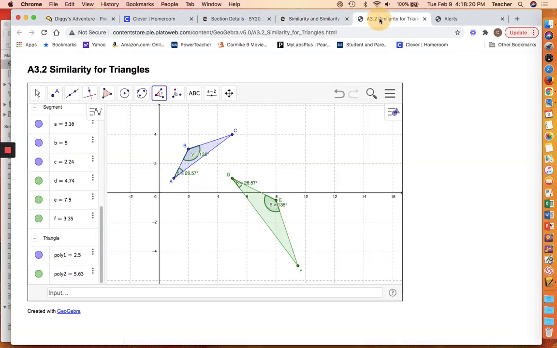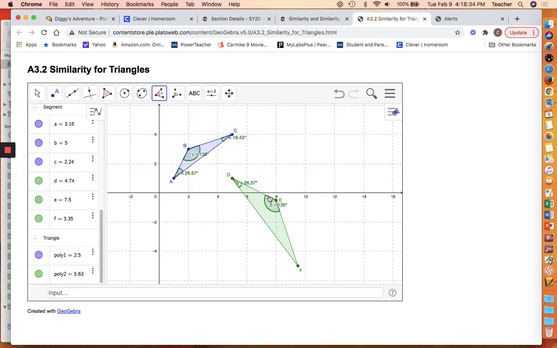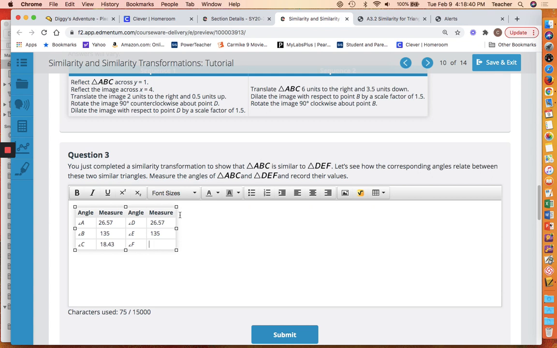Okay, angle C. Clockwise motion, so B, C, A: 18.43. It says F is also the same, so click on E, F, D: 18.43. So we got that done. Hit submit.